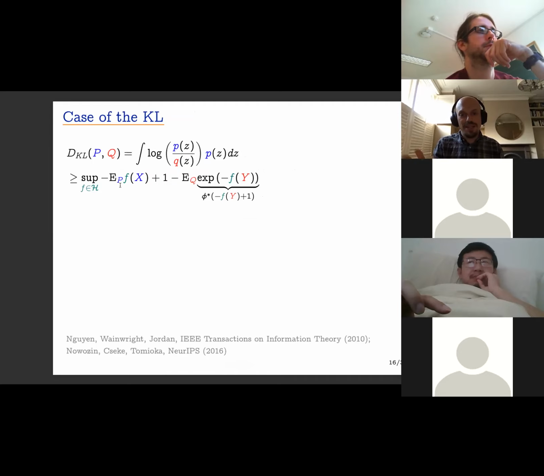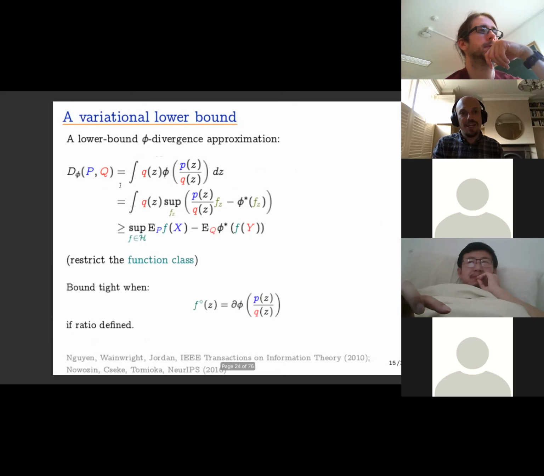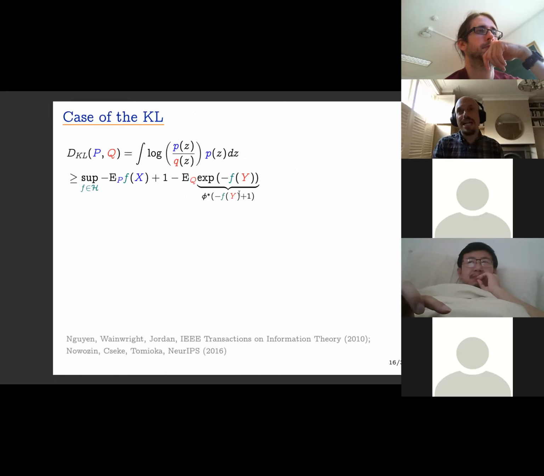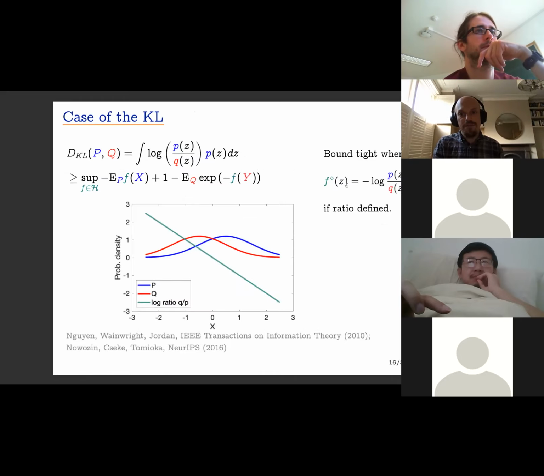So just as a point of clarification, I've got EP of f minus EQ of p star of f. Here I'm using as my function class minus f plus 1, for reasons that will make notation simpler later in the talk. But I'm doing exactly what I talked about in the previous slide. When is this bound tight? It's tight when f can be equal to the negative log ratio of p to q. So if my function class is rich enough that it contains the negative log ratio of p to q, then my bound becomes tight.